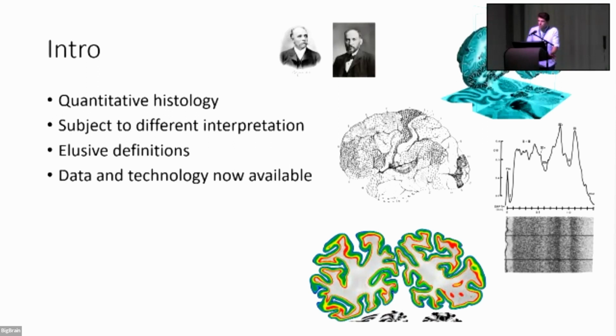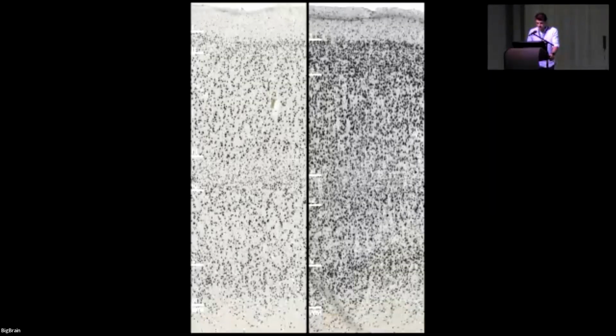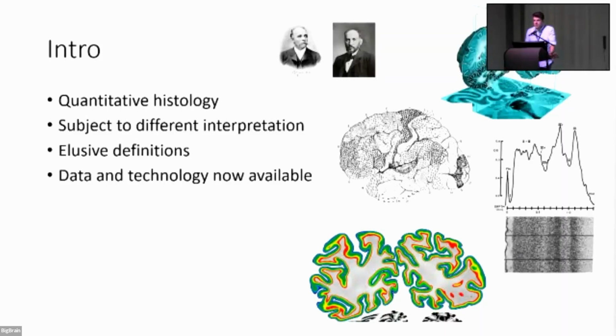But what's underlying all the discussions and debates around this is that the parcellations and definitions are very, very elusive, right? For instance, here we have a picture that we've seen a lot in the past few days, and there are obviously layers in this cortex, but it's really not that easy to pinpoint and draw this line, as I will show later.